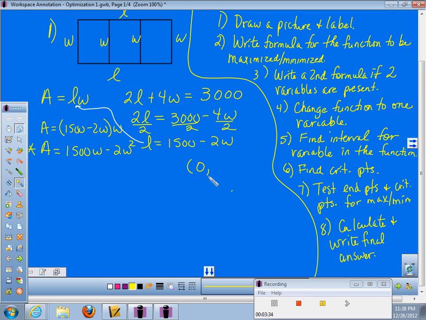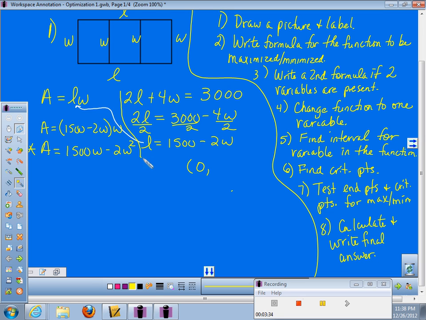I have to figure out what's the largest width I could have. I can't have an infinite width because I've only got 3,000 feet of fence here. Now, can width just be 3,000? Well, no, because I've got 4 of them. That causes me a problem. The easiest way I can tell you how to find the high side is to go back to this second equation we wrote, the 2L plus 4W equals 3,000.